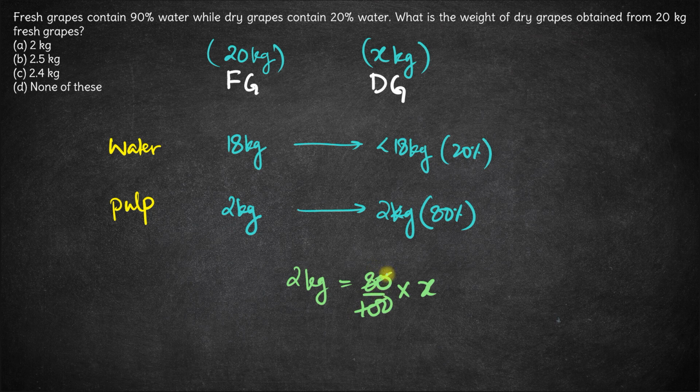So this 80 by 100 is effectively 4 by 5, and x comes out to be 2 into 5, 10 by 4. 10 by 4 is 2.5. So the value of x is 2.5 kgs. Hence the correct answer here is option B, 2.5. Thank you.